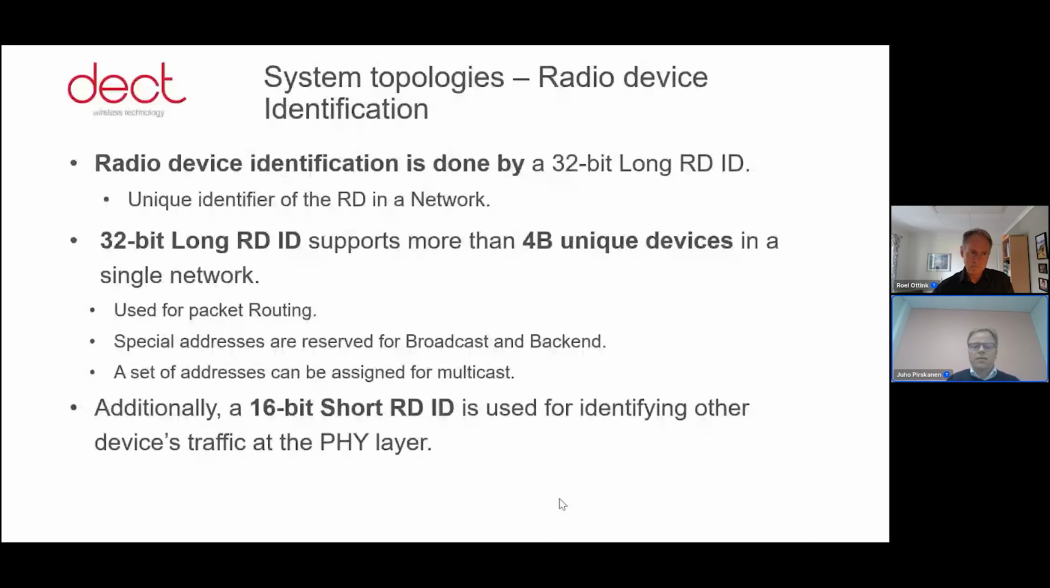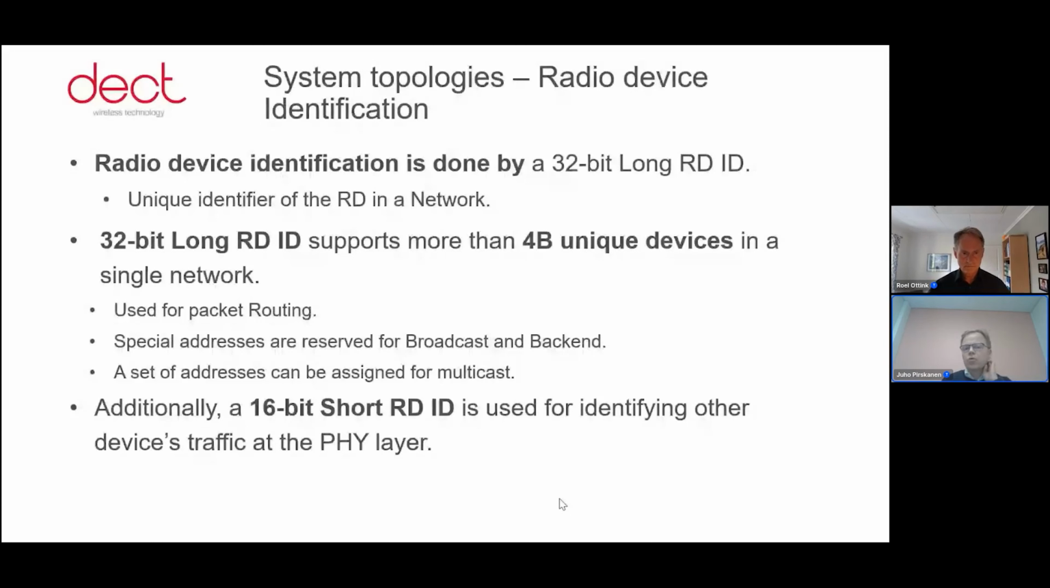In addition to this 32-bit address, we are using a 16-bit short address identifying other devices, again in the physical layer. So this is enabling devices to detect whether a certain transmission is for them inside that single network, and who was the transmitter in that radio neighborhood. And this is then enabling fast identification of the packet, so that you don't have to decode unnecessary transmissions when you are receiving transmissions which are not intended for the specific device. So this is basically how the identification of the devices and the networks is done in the system.